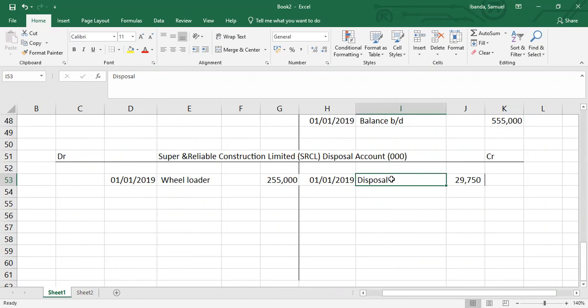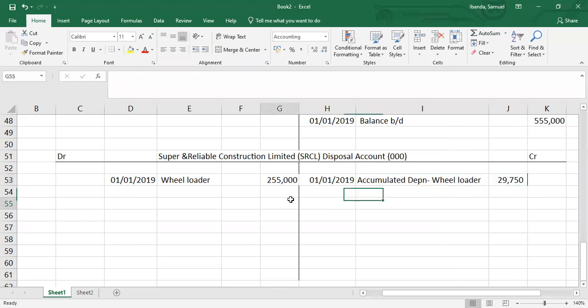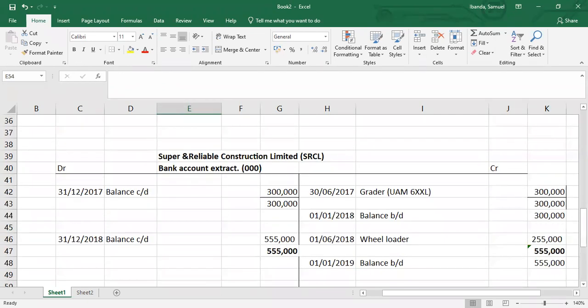So this I'll just call accumulated depreciation. Okay. Accumulated depreciation, we load that. So I've removed it from the asset account and I've also removed it from right here. So I'll now go ahead to recognize what we received from the insurance for this asset.